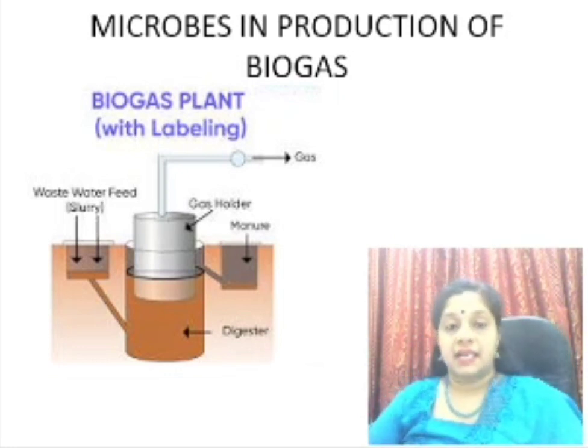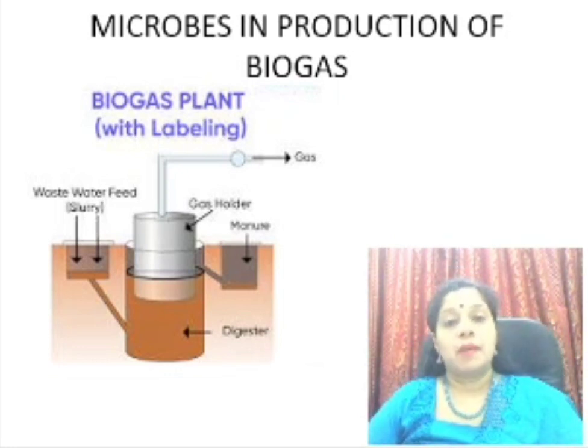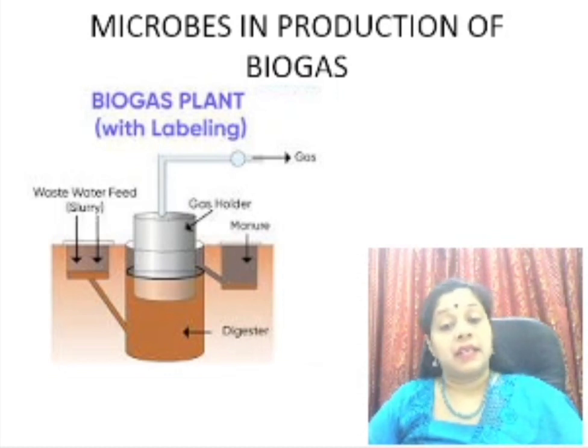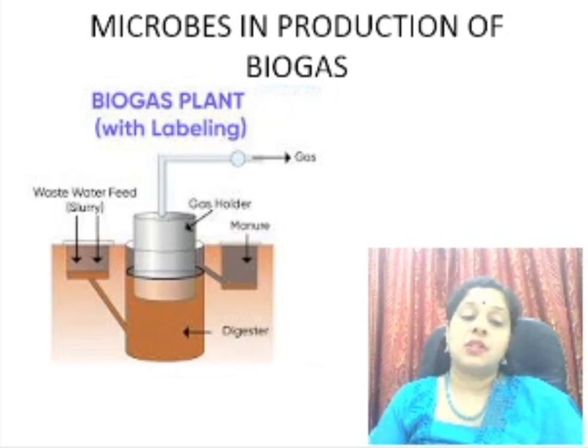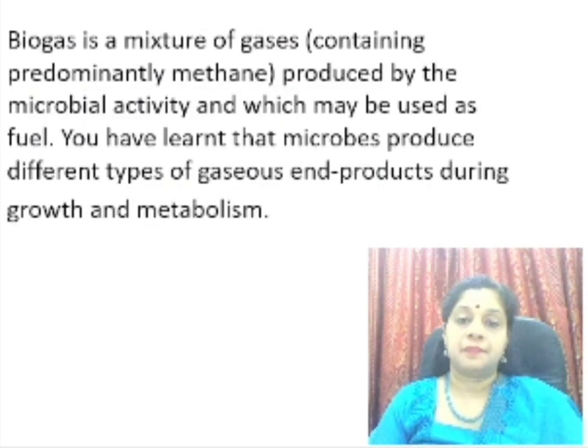Wastewater feed or slurry is there. Usually we use gobar gas or cow dung mixed with the water for this, that is called a slurry. There is a digester which is usually below the soil level. Gas holder is there, and there is a collecting tank after the digester, where manure is getting collected. Then there is a pipe going from the gas holder, so that the gas is utilized at homes.